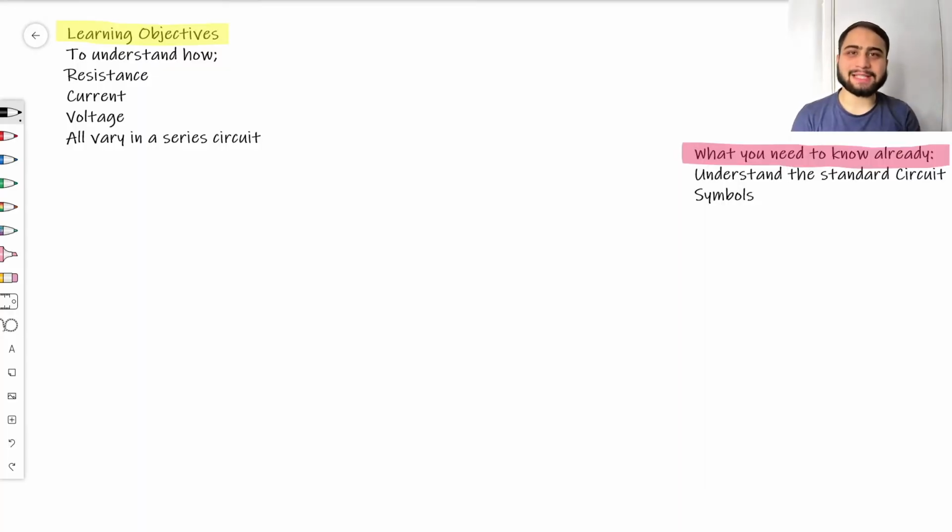My name is Willem and today we're going to be looking at series circuits. We want to understand how resistance, current and voltage all vary in a series circuit. Now, something that you need to know already are the standard circuit symbols because we're going to be using a lot of them today. If you understand that already, well, let's get right into it.